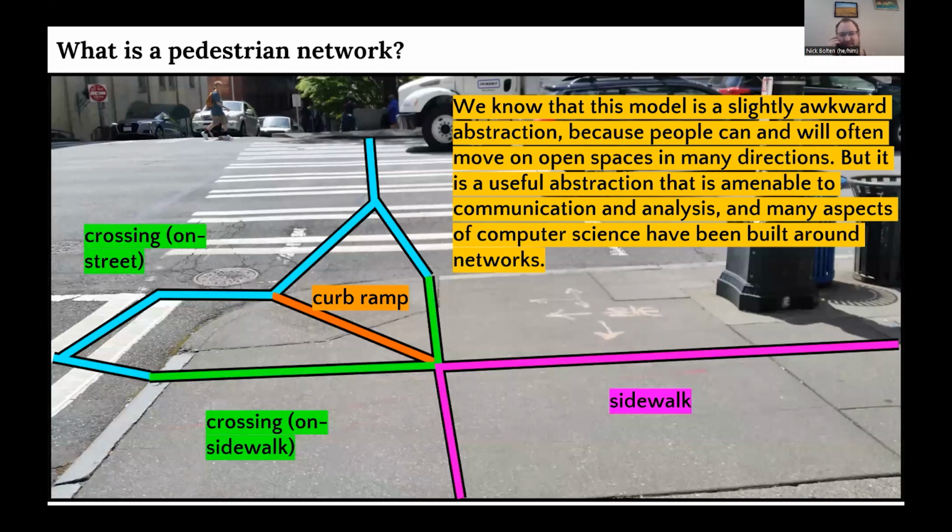We know that this model is a little bit of an awkward abstraction for pedestrian spaces. That's because people can move on these spaces in many different directions, and they do that often. But it is still a useful abstraction that's amenable for communicating with one another as well as analysis. And in particular, a lot of aspects of computer science have been built around networks. And that's why a lot of routing tools work well with networks. Next slide, please.